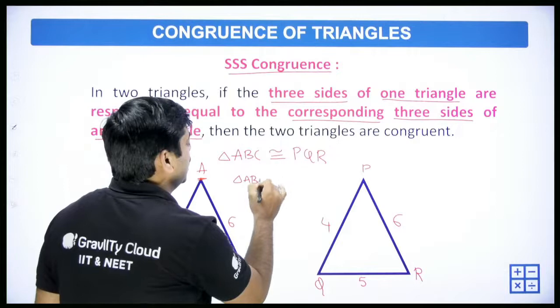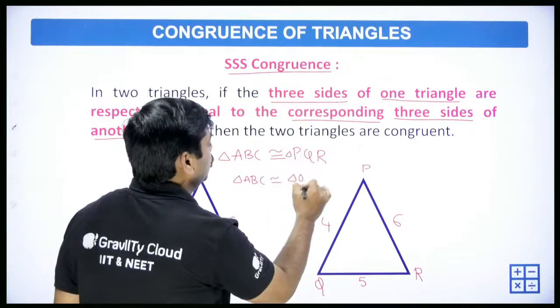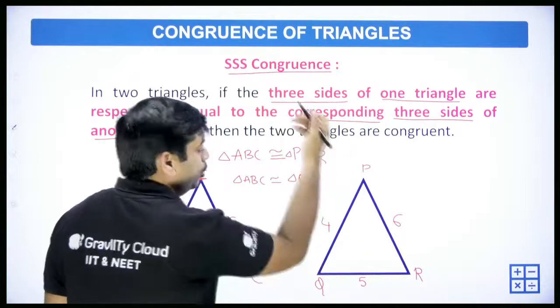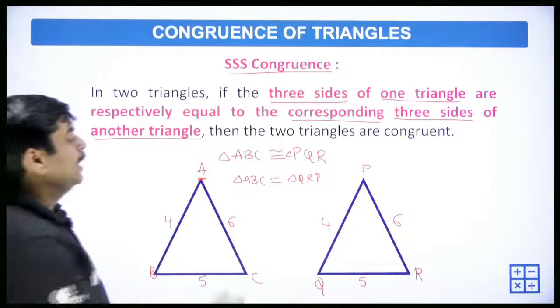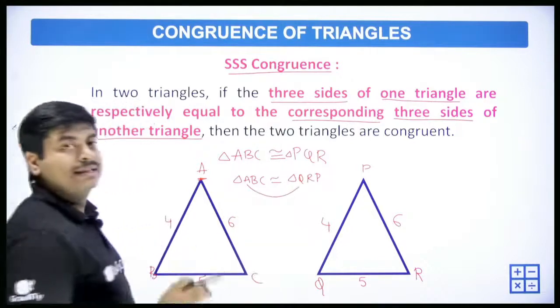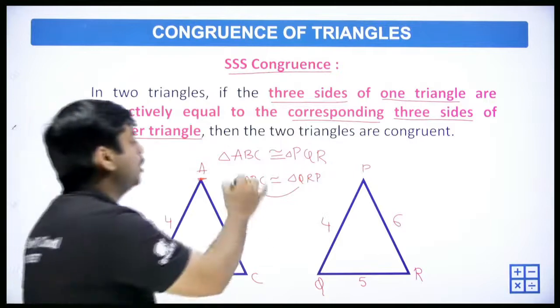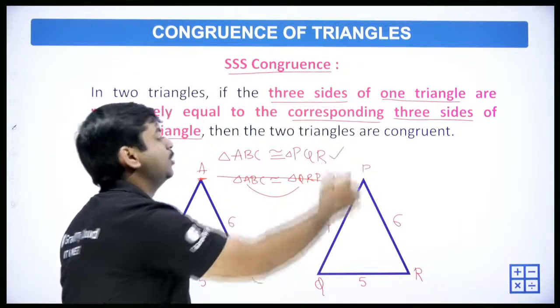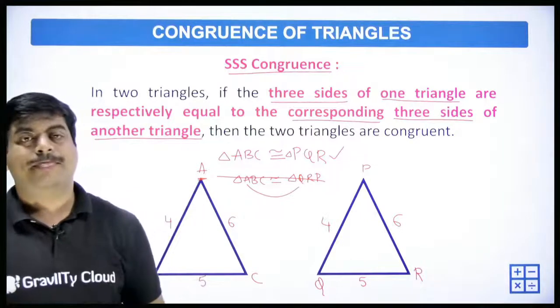Triangle ABC is congruent to triangle QRP. Let us say QRP. No, that is wrong. These two are wrong because A and Q are not the corresponding things. A is here, Q is here, not corresponding. So we cannot say it like this. So this notation is correct. Corresponding side to side should be equal.